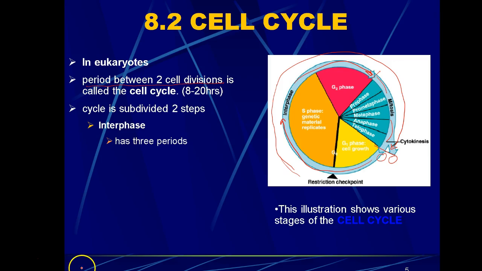Okay, you'll see that interphase has 3 periods. You see G1, S, and G2. Again, those 3 periods are G1, S, and G2. And then you see mitosis. Now, mitosis is actually divided into 5 different phases, and you'll see prophase, prometaphase, metaphase, anaphase, and then telophase. Okay?